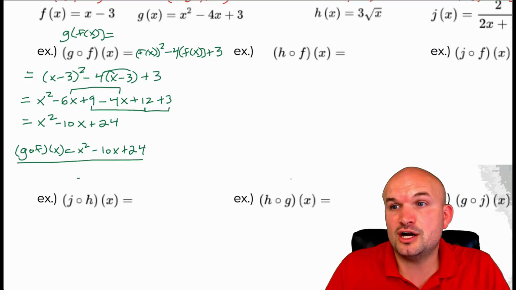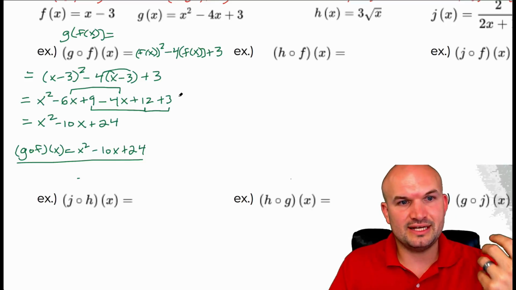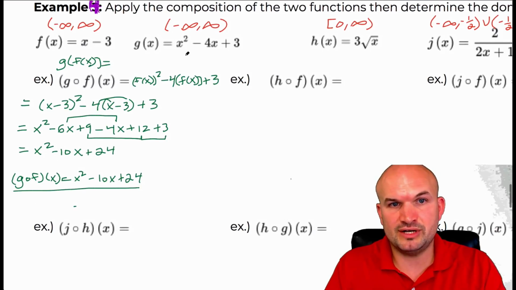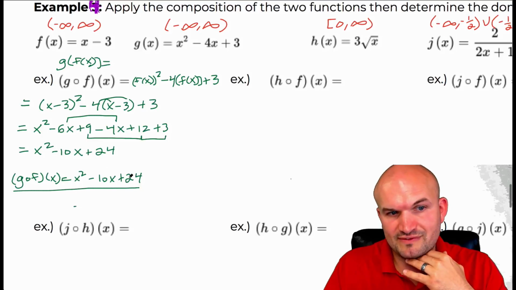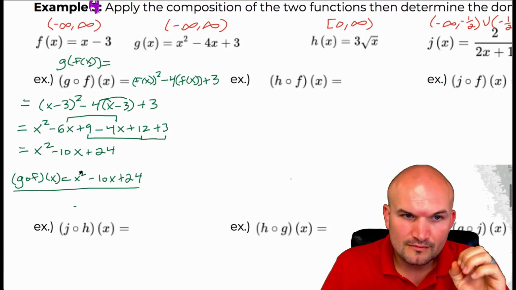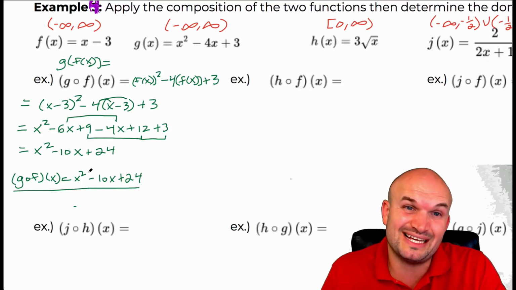Now let's go ahead and look at our domain. So again, remember looking at the domain, we plugged in a function that was defined for all values into another function that was defined for all values. And if we look at our final result of composition, we have another quadratic, so it's going to be defined for all values. So what you want to do when you're looking for the domain is look for the restrictions of the function that you're plugging into.